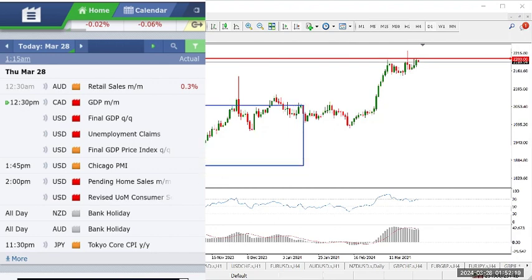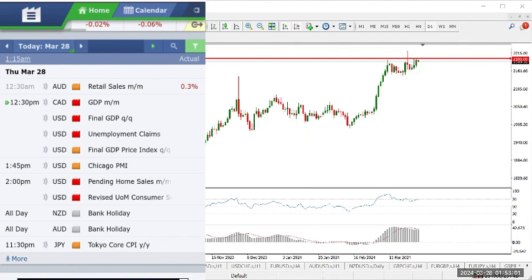Okay, let's crop out the card. The emphasis is on the USD. Now we see we have quite a lot of USD events from 1:30 p.m.: final GDP, unemployment claims, final GDP price index, Chicago PMI, pending home sales, and revised UOM consumer sentiment. So all these events will definitely lead to volatility in the USD, and this volatility will now impact upon the direction where the dollar index and gold will move.